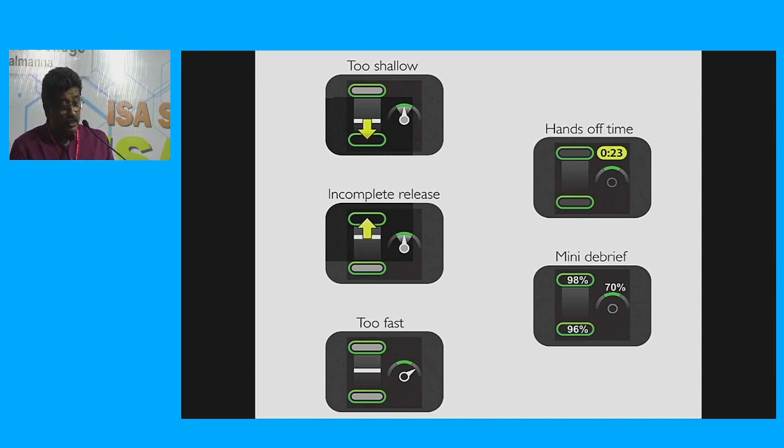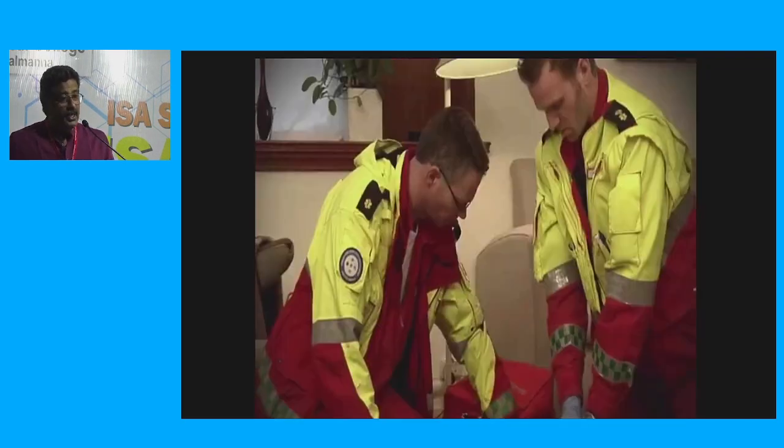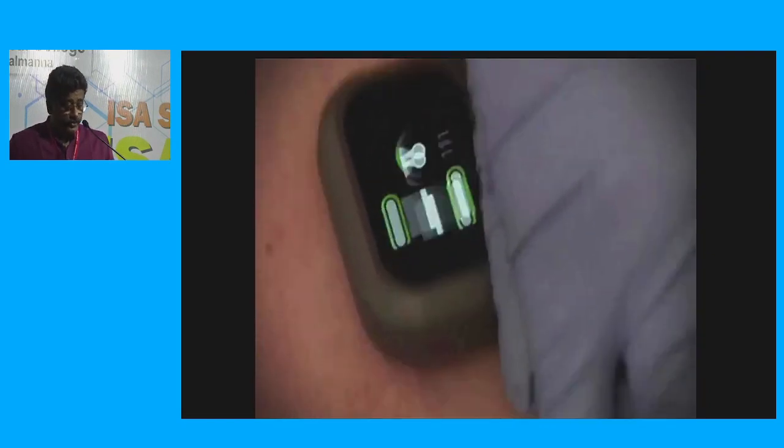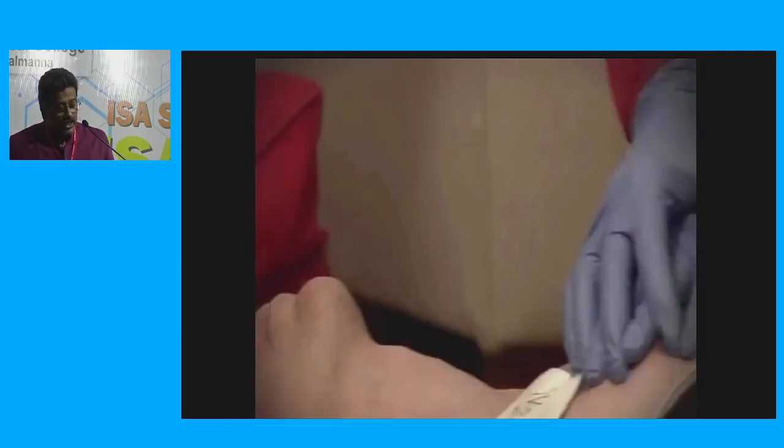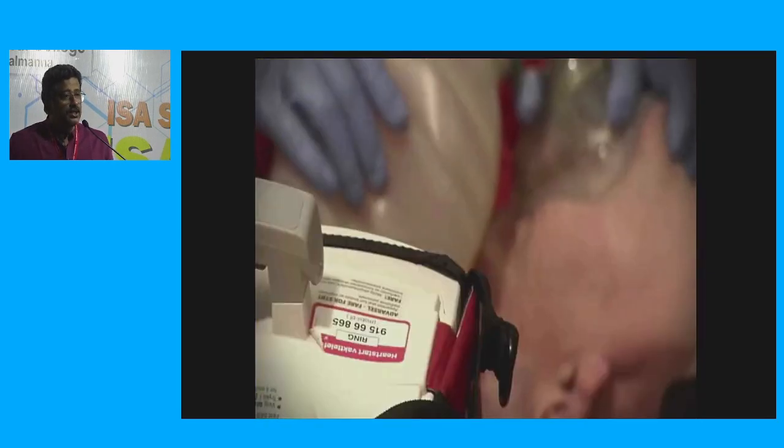And finally, the summary: 98% of your chest compressions were adequate, 70% your rate was adequate, that is the percentage of the rate, and the depth is 96%. So that's how you can monitor. This is a video where you can see a person using the feedback device. He is keeping it above the chest and compressing onto it, and you can see the values on it. And finally, they do the debrief.